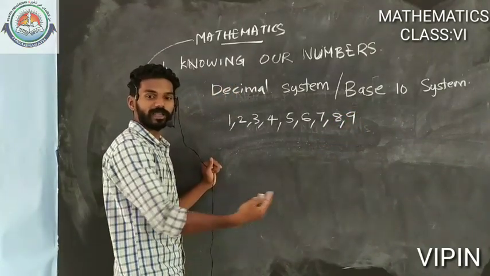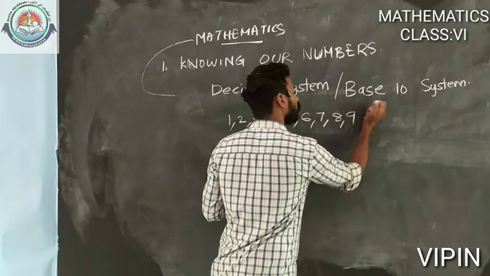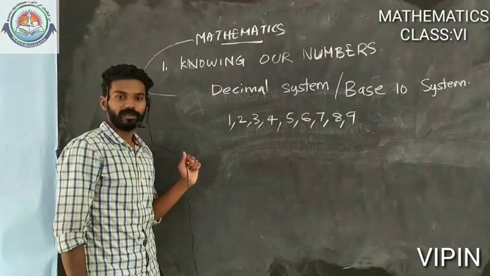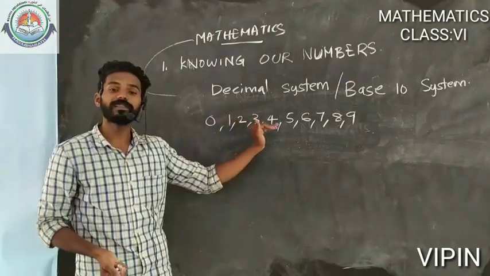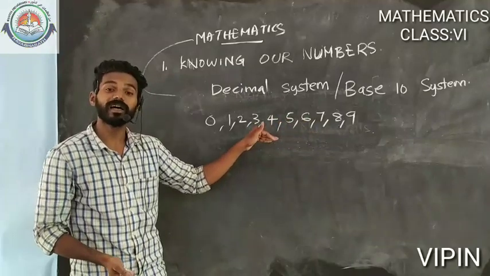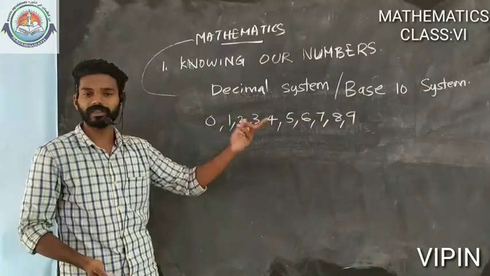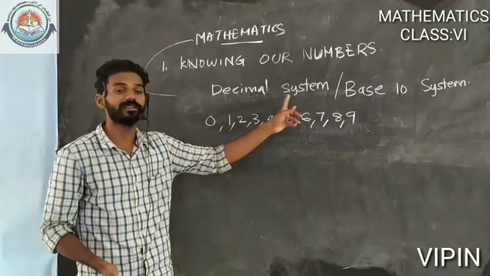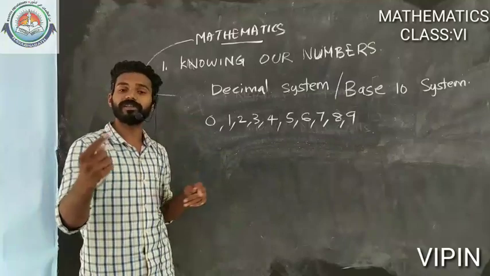What would be the next? Is it 10? No, it would not be 10. It would be 0. These are the 10 symbols that are used to construct all the types of numbers in decimal system.